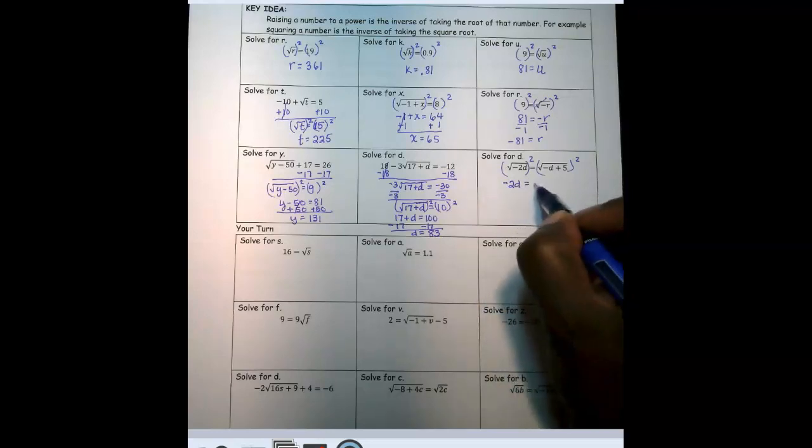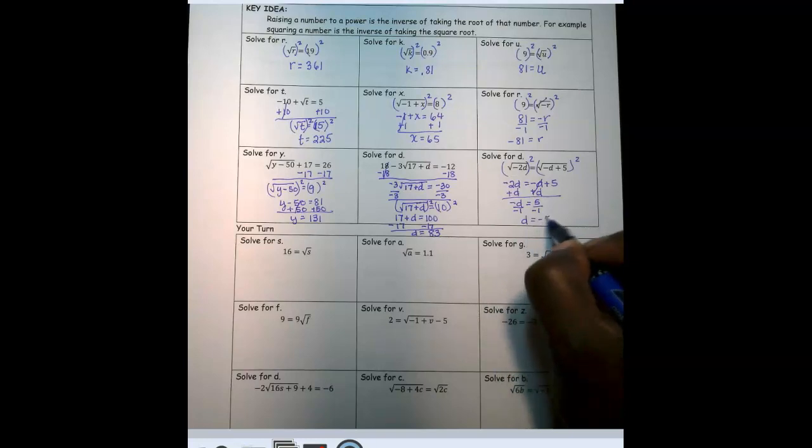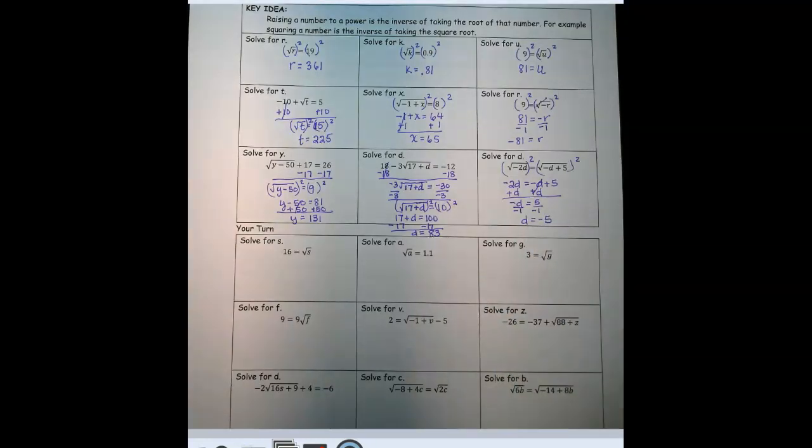Over here, again, we just square both sides. So I've got negative 2d is equal to negative d plus 5. And we're just going to solve. So I'm going to add d to both sides of the equation, and I've got negative d is equal to 5. Well, I don't want negative d, so let's divide both sides by negative 1, and d is equal to negative 5. So that is how you actually solve for a variable when it's under a radical.